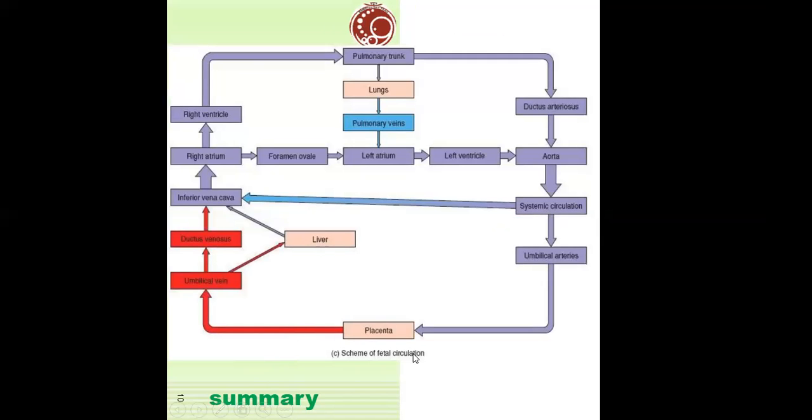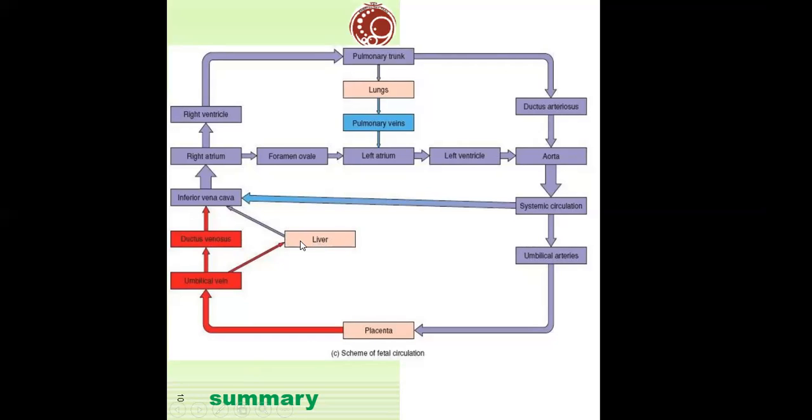So again here we have the summary. That is the placenta. From there we have the oxygenated blood, so half of this goes to the liver and half directly to the inferior vena cava, which is carried to the liver.